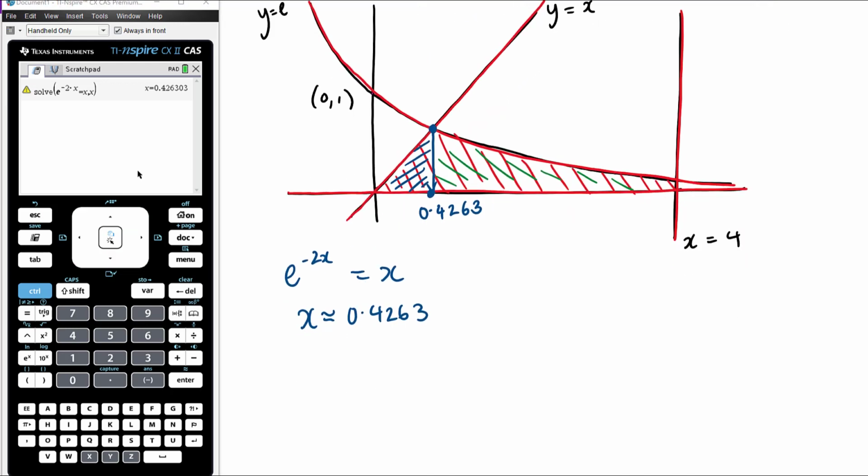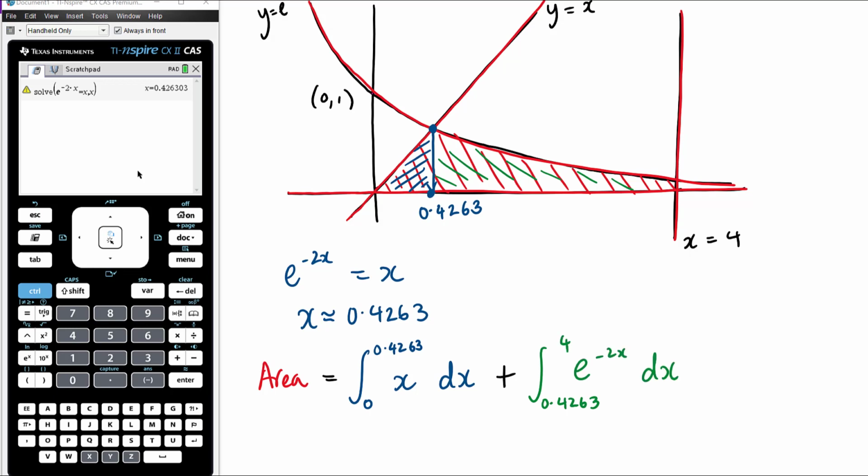Okay, so the shaded area, the whole lot, is going to be equal to the blue bit, which is the integral from 0 to 0.4263 of y equals x with respect to x, and then we're going to add that together with the green area, which is the integral from 0.4263 up to 4 of e to the negative 2x with respect to x.